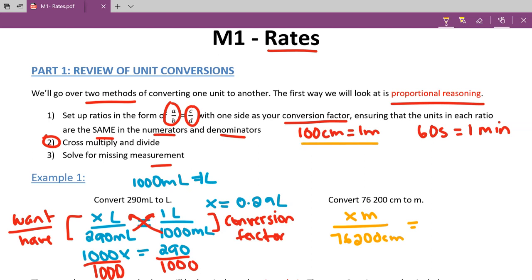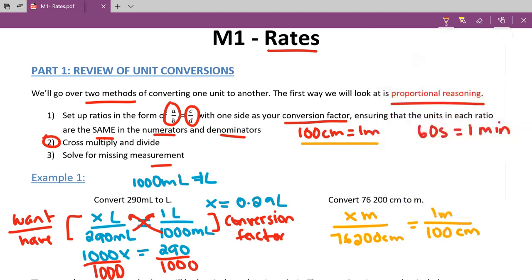Well, we kind of mentioned it up here. There's 100 centimeters for every 1 meter. Again, making sure my units are the same top and bottom. So meters has to go on the top. Centimeters goes on the bottom.